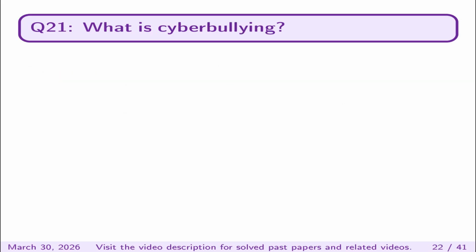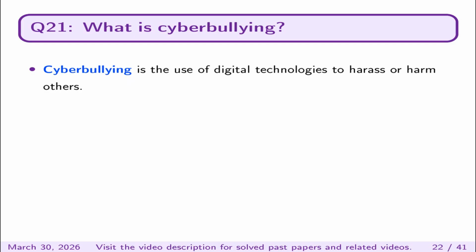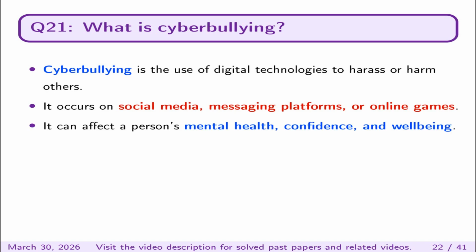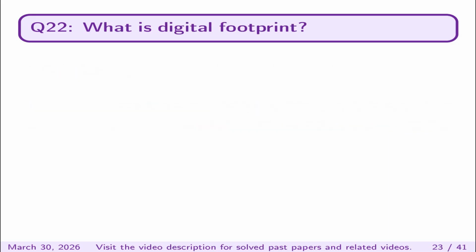What is cyberbullying? Cyberbullying is the use of digital technologies to harass or harm others. It occurs on social media, messaging platforms, or online games. It can affect a person's mental health, confidence, and well-being.